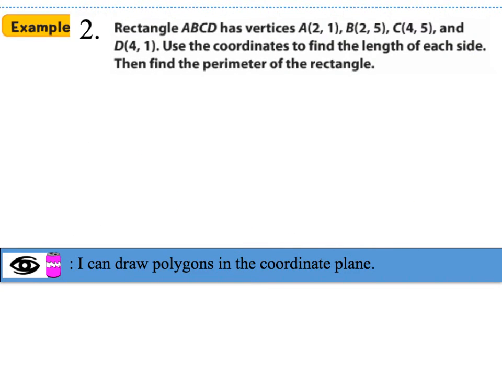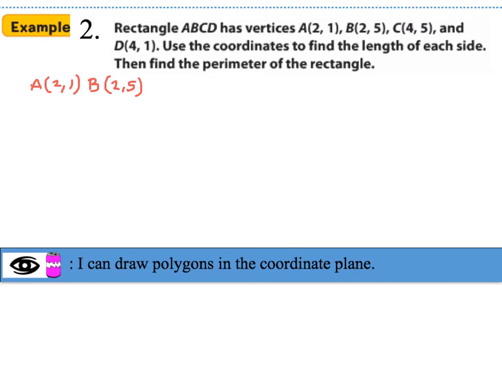Example 2 says rectangle A, B, C, and D has vertices of point A, 2, 1, point B, 2, 5, point C, 4, 5, and point D, 4, 1. Use the coordinates to find the length of each side. Then find the perimeter of the rectangle. The difference between this problem and the last problem is that we're not giving you a coordinate plane to plot your points. So what we're going to have to do is figure out the distance between each of the vertices.